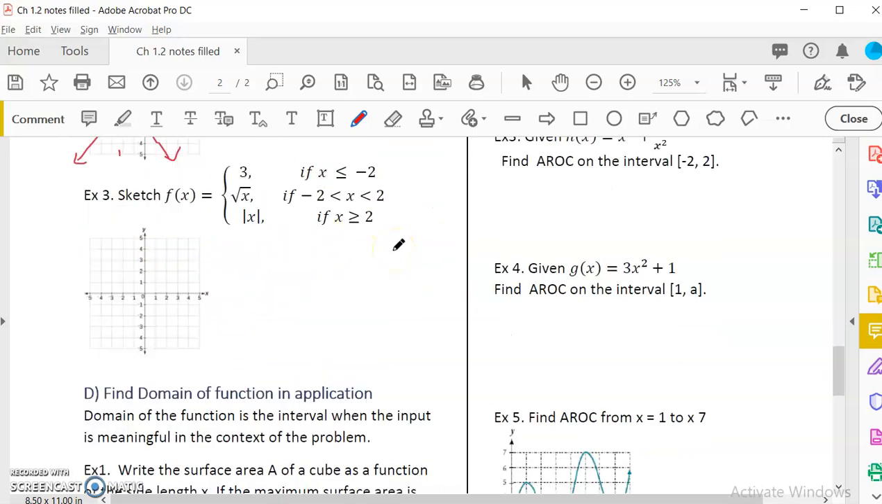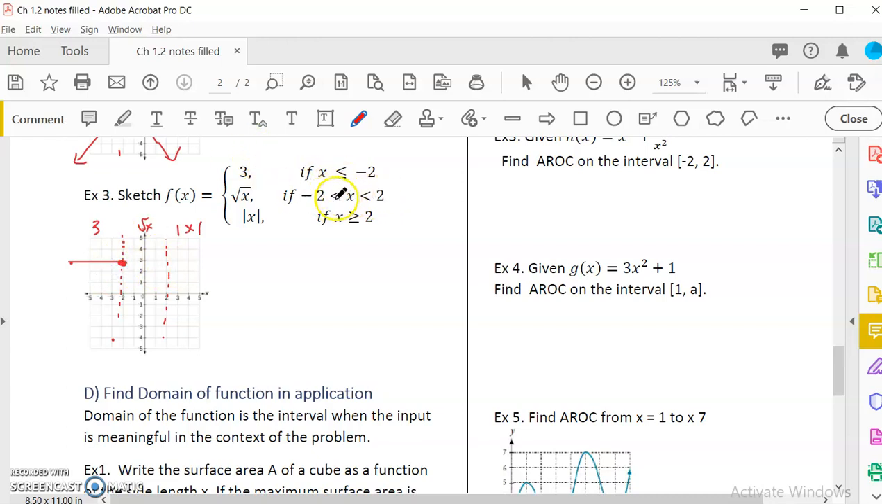So the third example is sketching, but it's not a line anymore. And also we have 3 sections. One is when x is less than negative 2. So I put a dot at negative 2 here. And then the other one is from negative 2 to 2. And then the other one is when x is greater than 2. So this is absolute x. This is square root x. And this is 3. I think the easiest one is 3, because I remember the toolkit function. So it's like that. And does it include negative 2? Yes. So we do a solid dot.